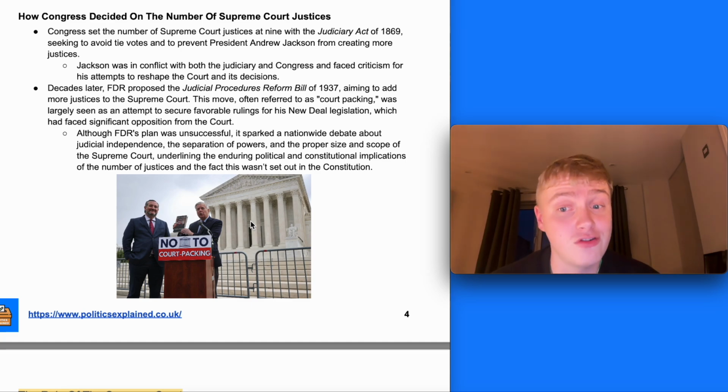So it would be constitutional for Congress to decide to increase the number of Supreme Court justices, but that's of course seen as very much a political issue and can be seen as anti-democratic if it's done in order to secure certain rulings for one side of the political spectrum.